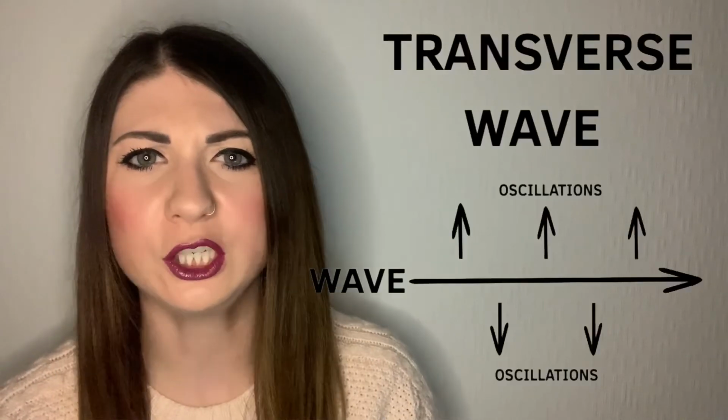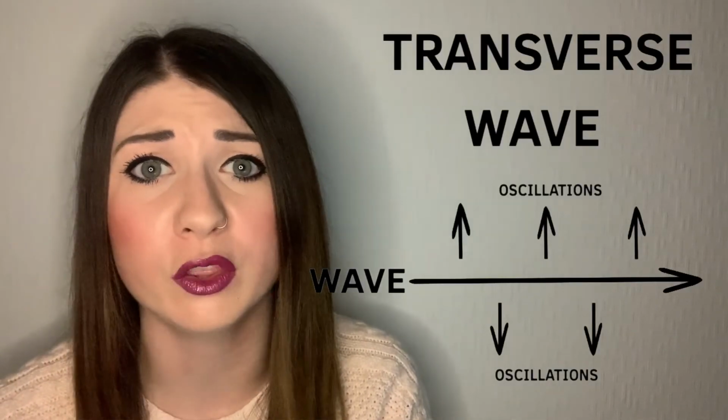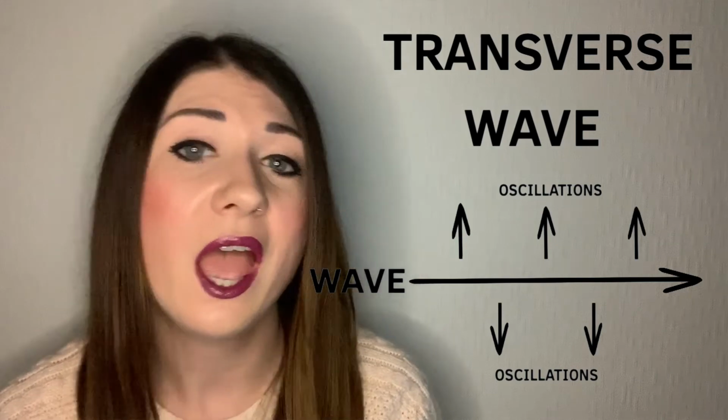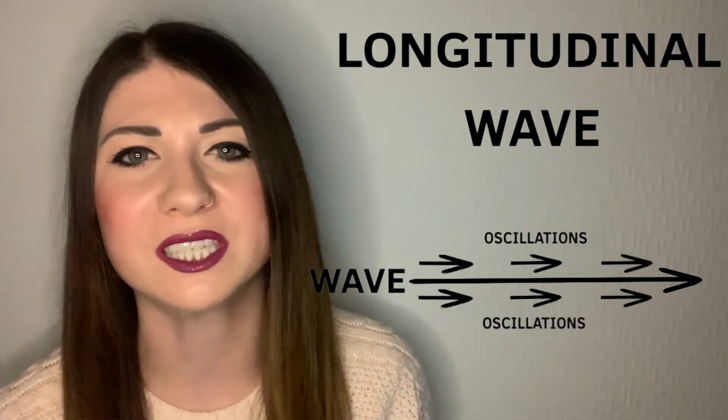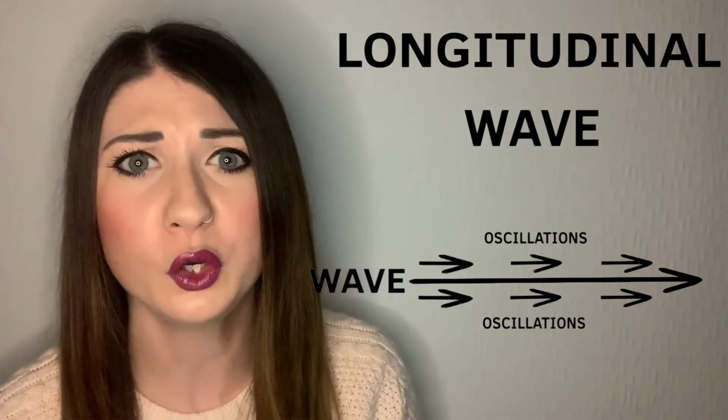Let me summarise. Waves in which the oscillations are at right angles to the direction of the wave are transverse waves, and waves in which the vibrations are in the same direction as the wave are longitudinal waves. Boom! Nailed it!